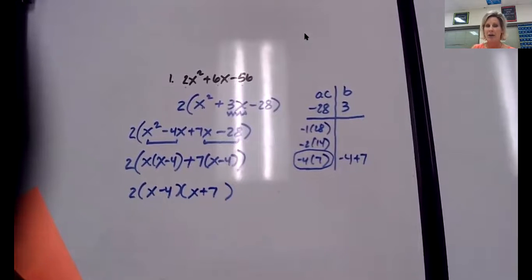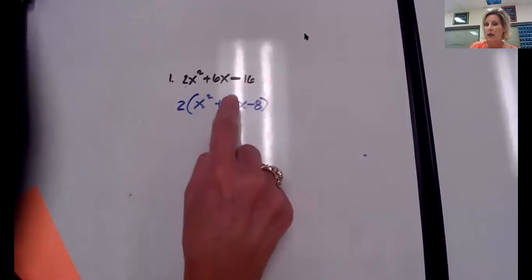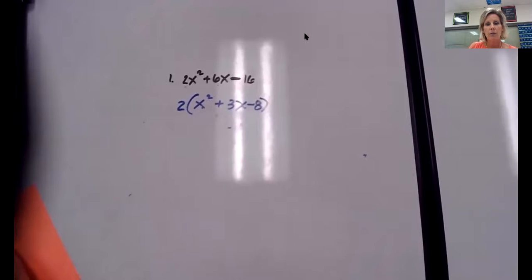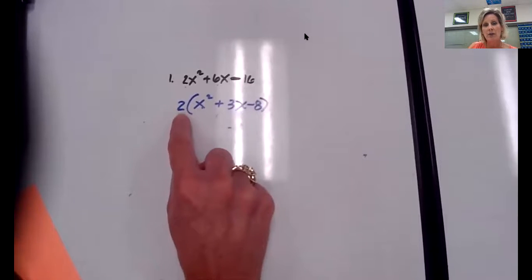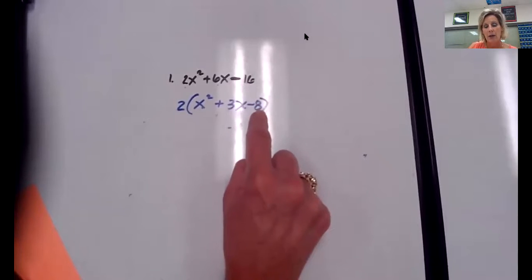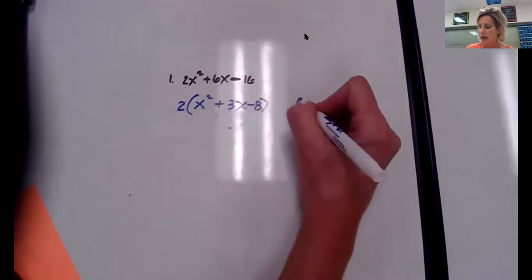All right, let's try that last couple of problems. Now let me just remind you of something I said on the last problem, and I want to show you more fully. If this had been 16 instead of 56, when you factored out the 2, you would have had 8 here. Then when I did the AC method, it would be 1 times negative 8, which is negative 8.